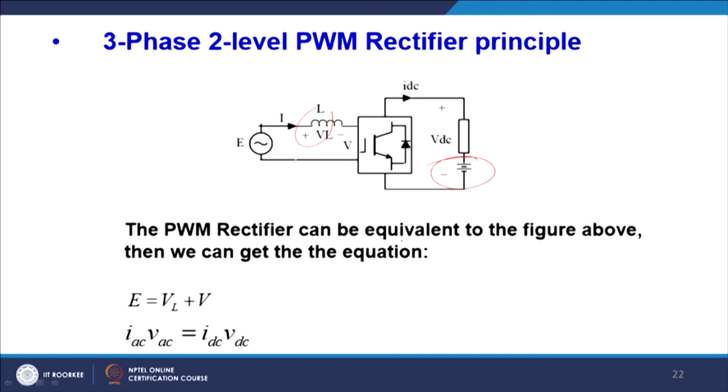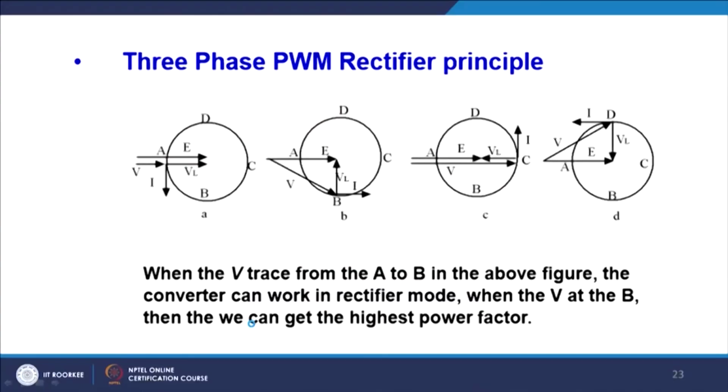The PWM rectifier can be represented by the equivalent figure above, and we can get this equation: E, the grid voltage, equals VL plus V. Assuming that there are no losses in AC to DC conversion, we can say I AC into V AC equals I DC into V DC. This is the balance of power, and ultimately you can have different kinds of models.